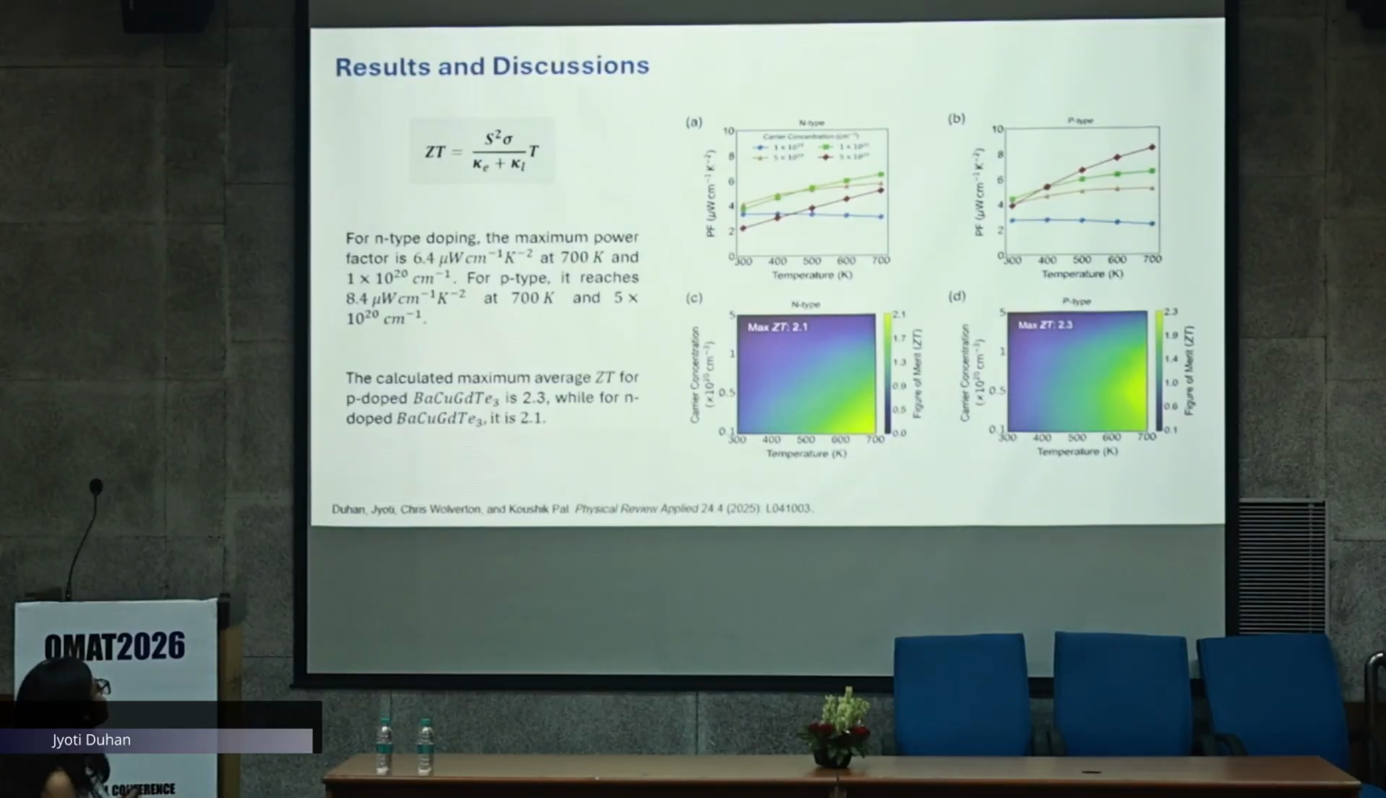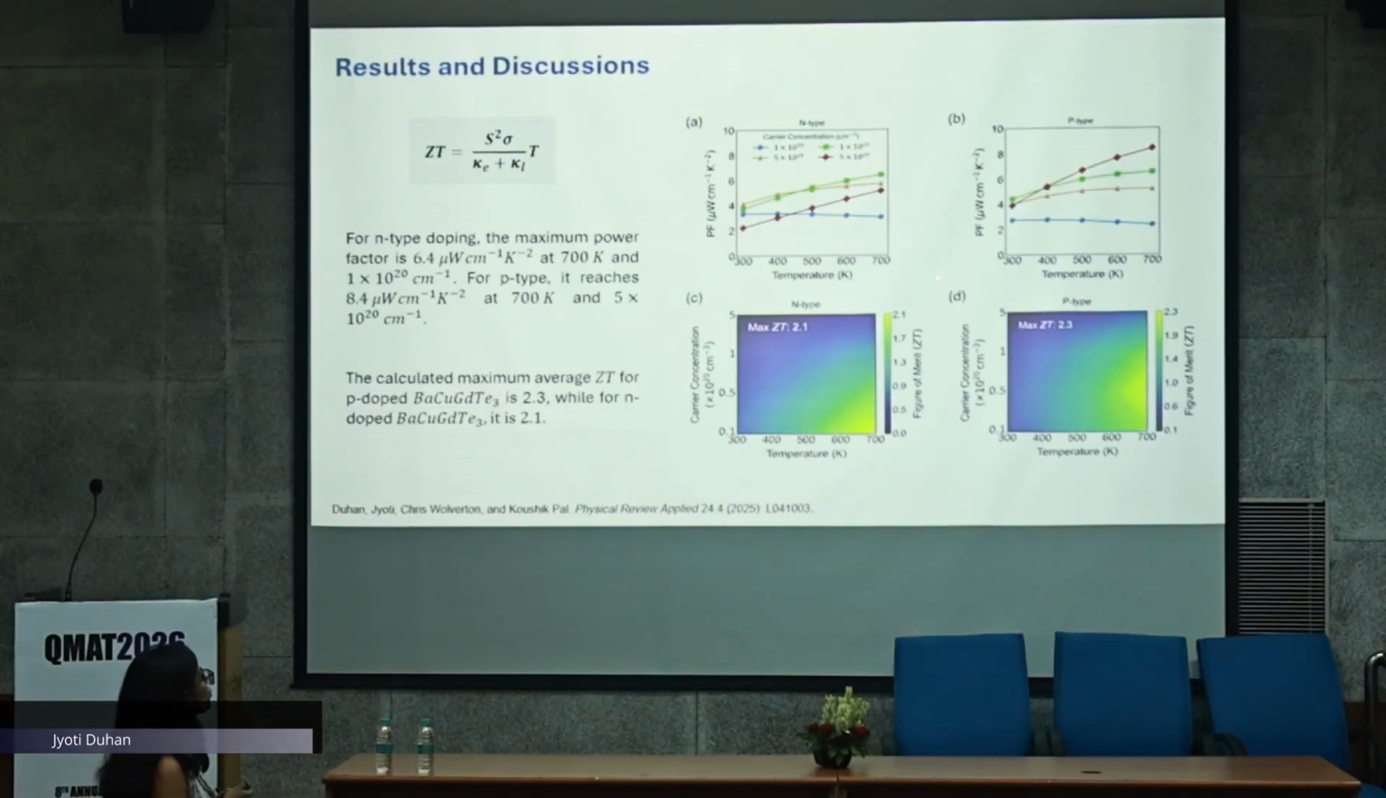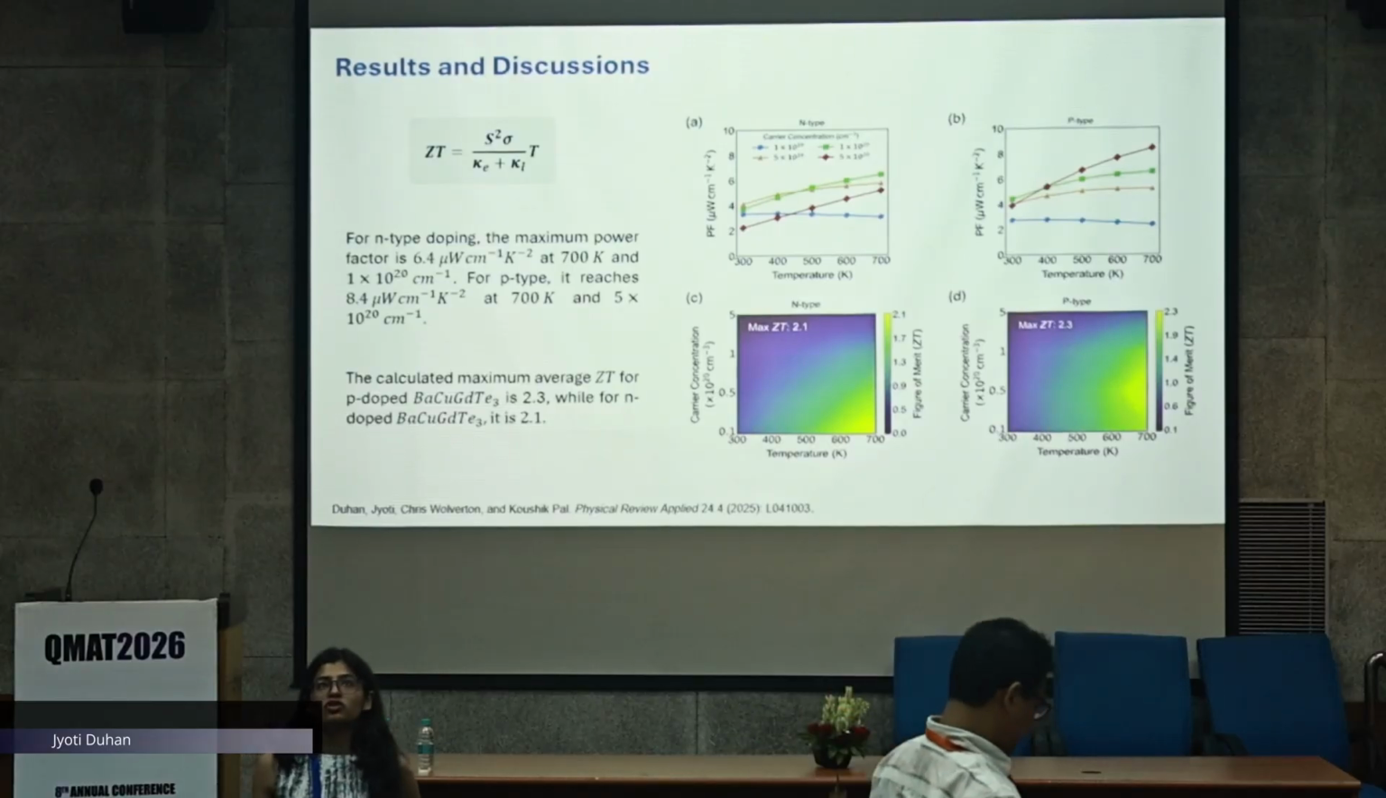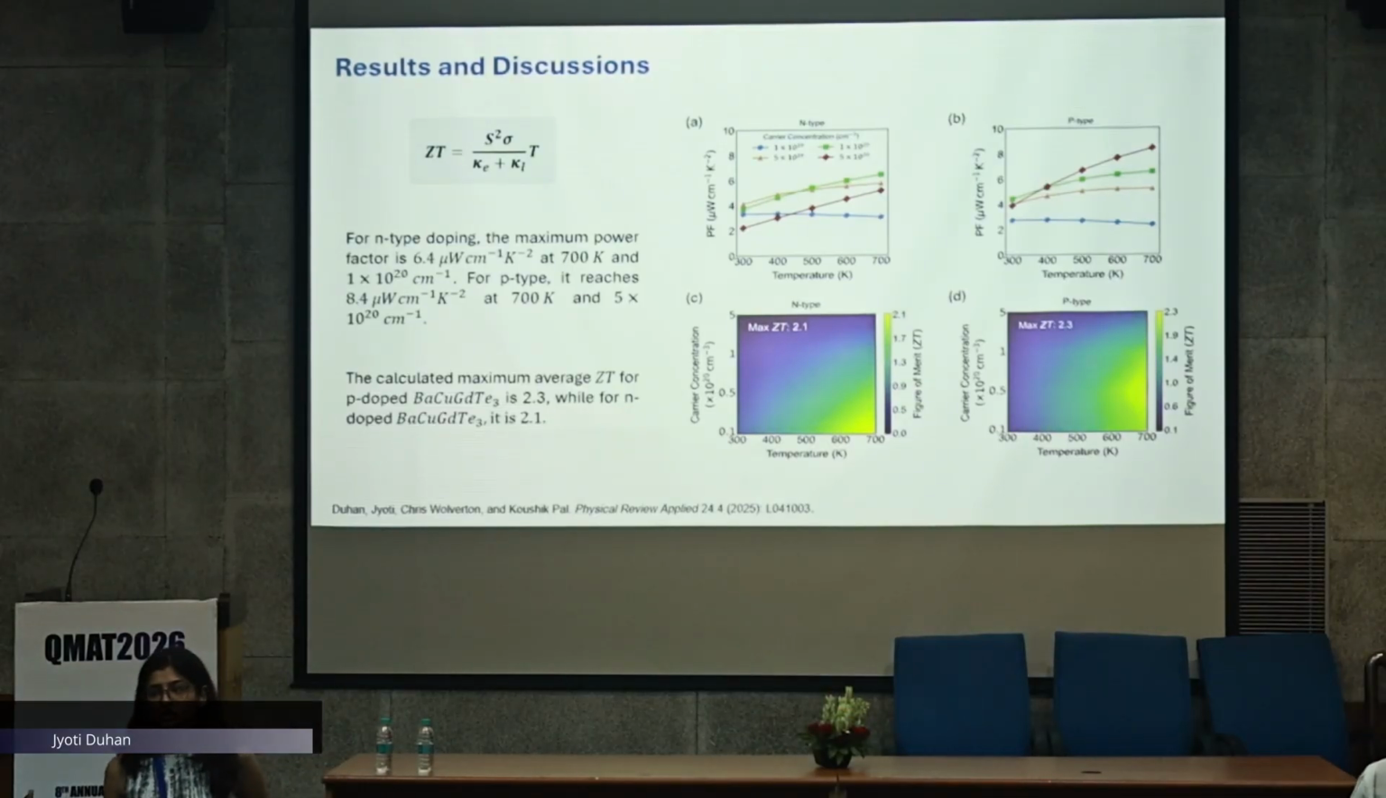This is the ZT factor, and these are the power factors as a function of temperature for 4 different concentrations, and we have considered both n-type and p-type concentrations. The power factor is basically the square of the Seebeck coefficient times the conductivity, which is shown here, and correspondingly the ZT factor is shown here. We have reached a ZT factor of 2.1 for the n-type doping and 2.3 for the p-type doping, which is considered very good, and it is almost equivalent to 20 to 30% efficiency of a Carnot engine. So this can be a potential candidate for thermoelectric applications.